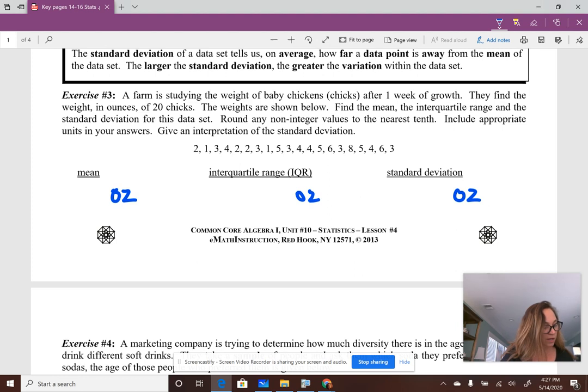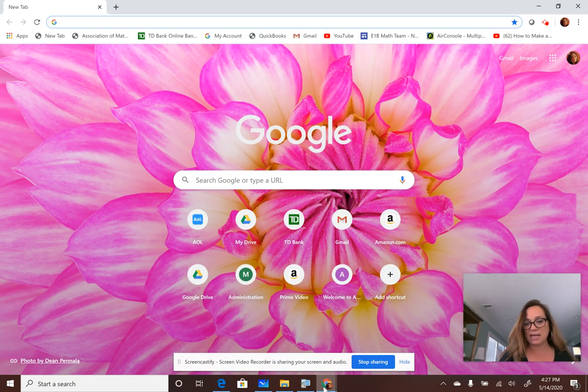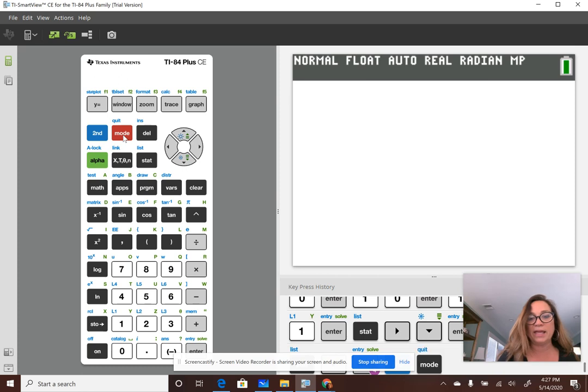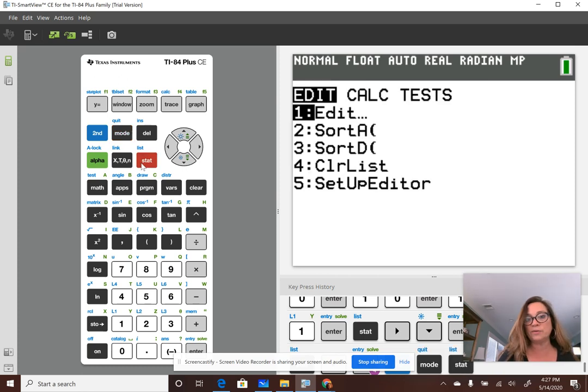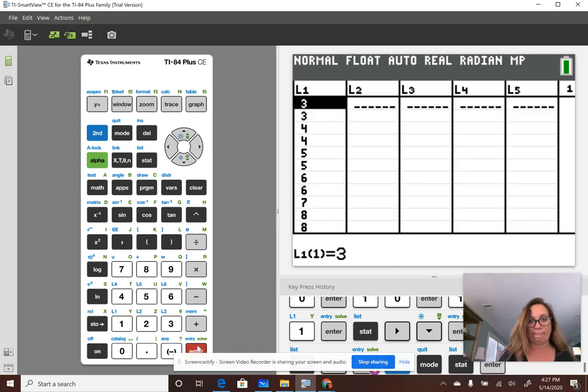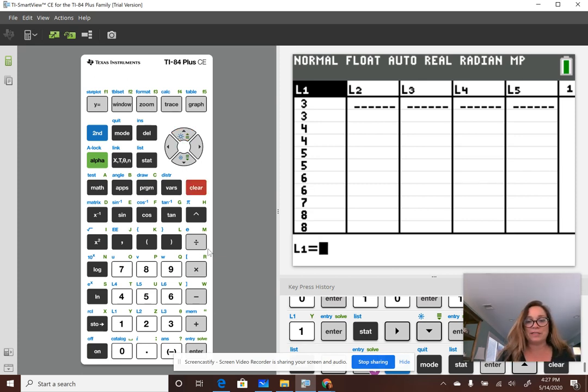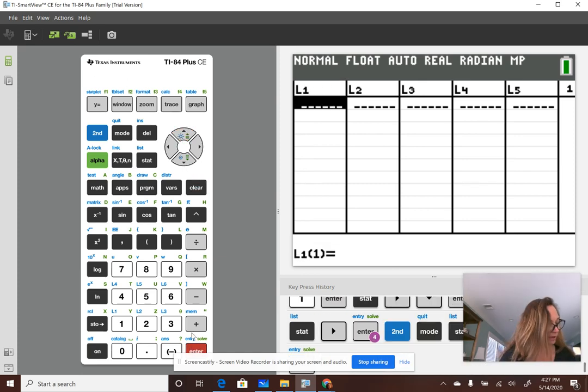Okay, so I'm going to go to my calculator and type in all this data. Now notice that this data is not in numerical order, and that's absolutely fine. If you don't like that and you want it in numerical order, you can always do a sort. You have sort ascending and sort descending. Oh, excuse me. I felt like I was going to sneeze. It's a high pollen count day.